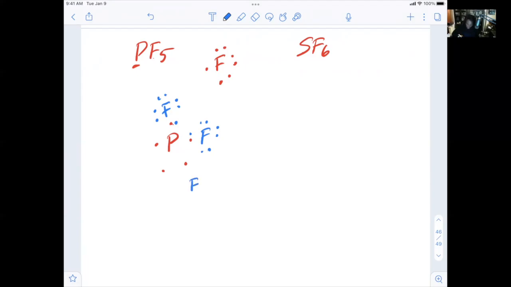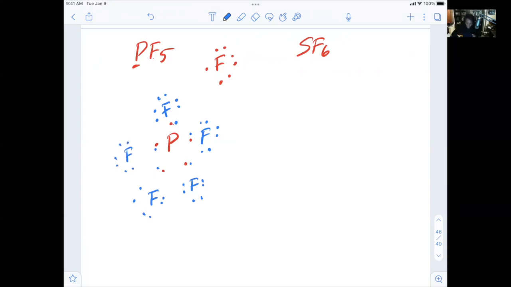Over here, 1, 2, 3, 4, 5, 6, 7. That fluorine gets its 8th electron from phosphorus. Over here, 1, 2, 3, 4, 5, 6, 7. That fluorine gets its 8th electron from phosphorus. Over here, 1, 2, 3, 4, 5, 6, 7.